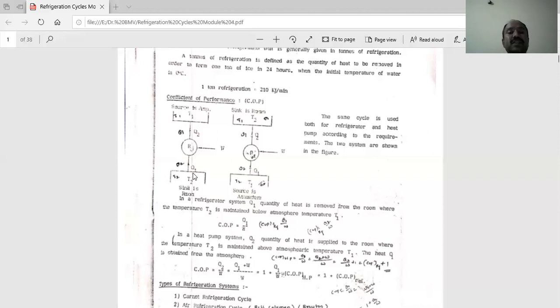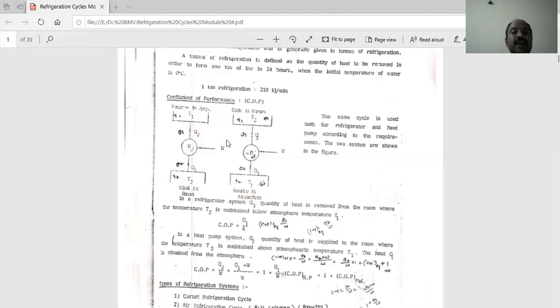We discuss the same thing here: where we have to get the cooling effect, there we absorb heat, and the amount absorbed is such that it produces a cooling effect. This is the refrigeration system. The COP of the refrigeration system is equal to Q2, the measure of cooling, divided by W.